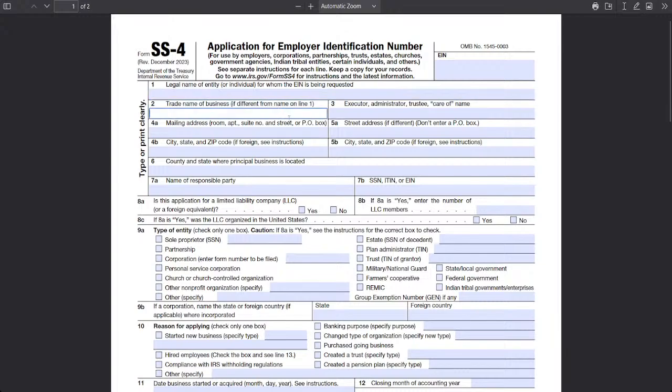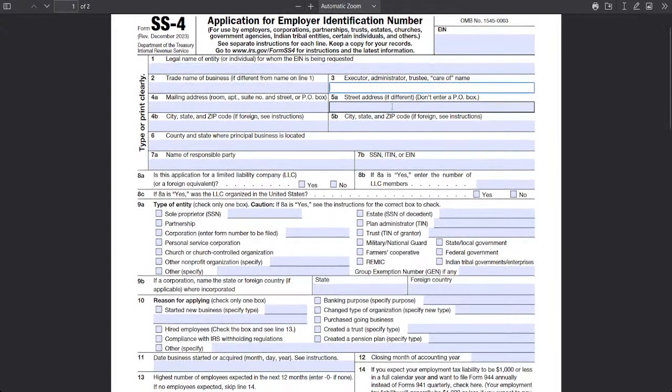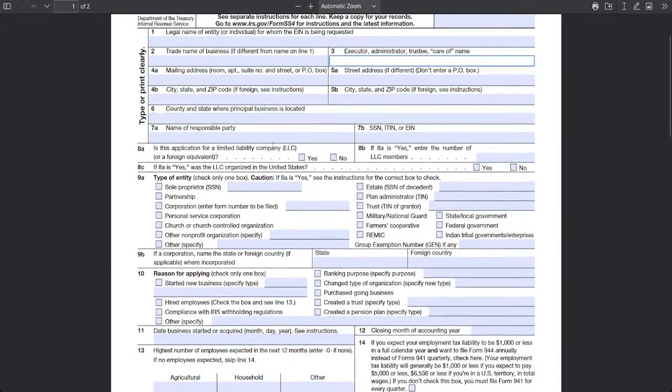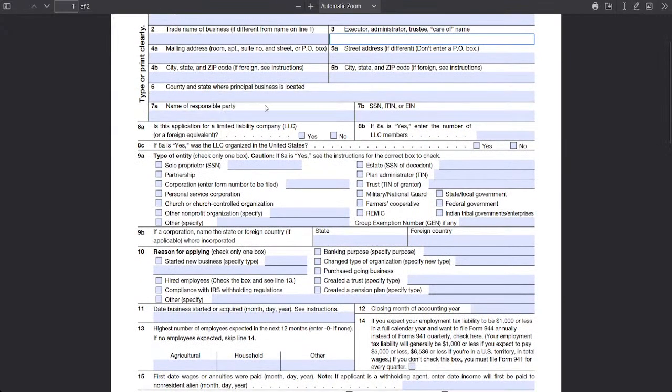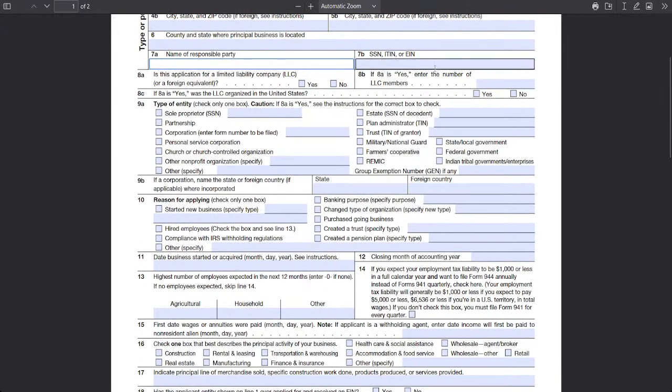Trade name. If there's a different trade name, typically not. Executor, administrator, or trustee. So the executor and administrator or the trustee can apply for the EIN on behalf of the business, by implication. So typically, it's going to be the trustee. Mailing address for the trust. And you got the county and state where the principal business is located. Name a responsible party. Typically, that's going to be the trustee or the administrator, whoever's doing this. Then they want the SSN, the social of the responsible party. Fine, because you know how you're going to administer it.